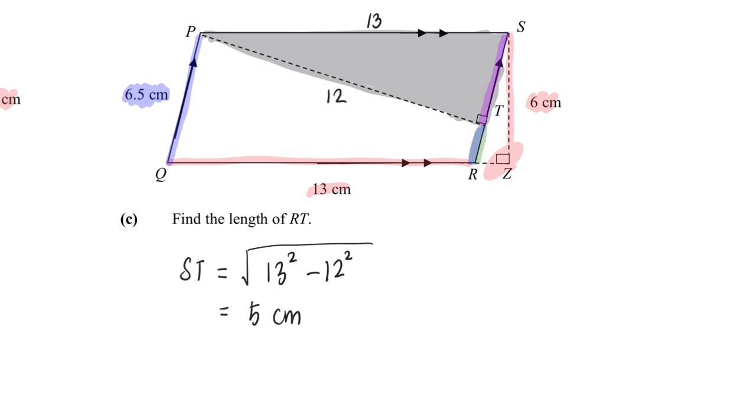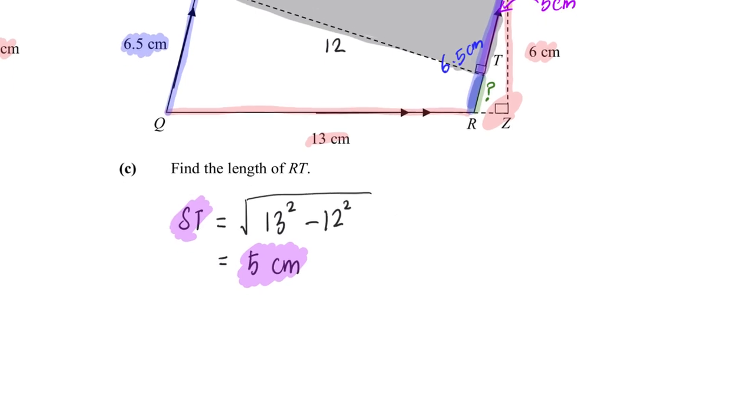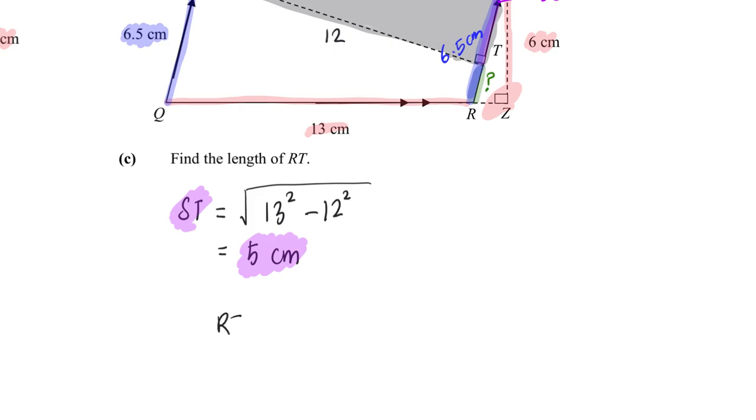So now I know that ST is 5 cm and the whole length is 6.5 cm. How do I get my RT? So my RT is simply 6.5 minus 5, 1.5 cm. Okay? The blue minus away the purple to get my green.